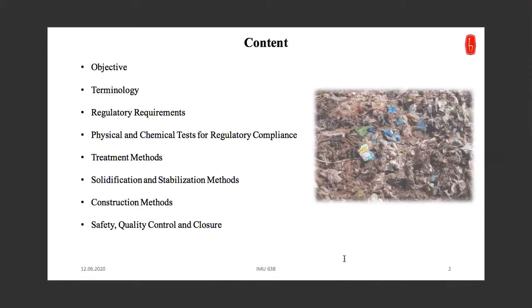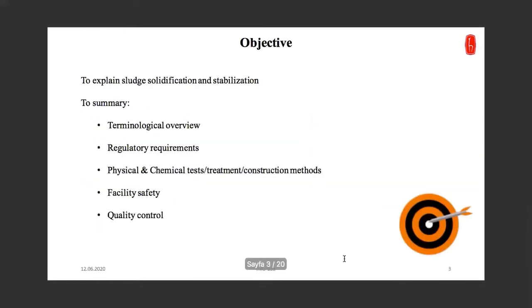Basically, I will explain the objective, terminology, regulatory requirements, and some test methods, treatment methods, and the construction and the closure of the waste site. Let's start with the objective. As you can understand, this presentation will be about the sludge solidification and stabilization explanation. For the summary, terminological overview and regulatory requirements will be explained. Also, physical and chemical tests, treatment, construction method, facility safety, and quality control also will be covered.